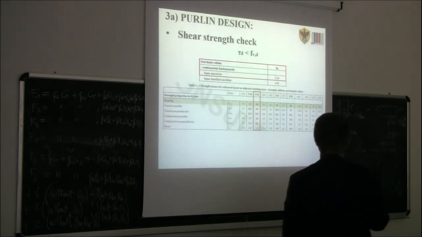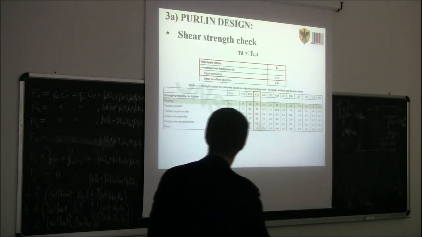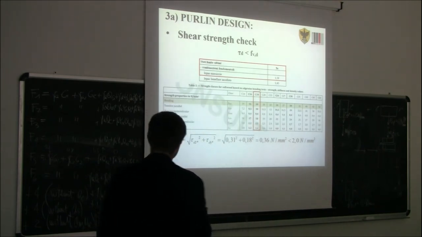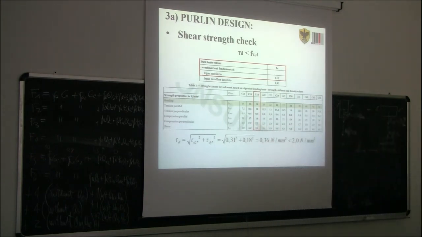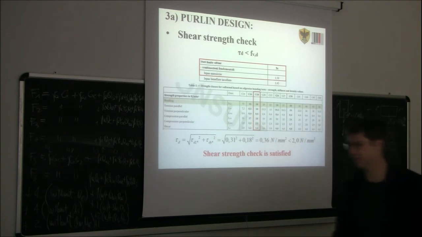Those are the value, gamma m, and the value of the shear, 3.4. Then, since you have two shear stresses, one in one direction, one in the other, what we can do, we can calculate basically as a vector the resultant. So the square root, using Pythagoras, we find out 0.36 of total shear, which is by far less than the strength, 2.2 Newton per square millimeter. So the shear strength check is satisfied.